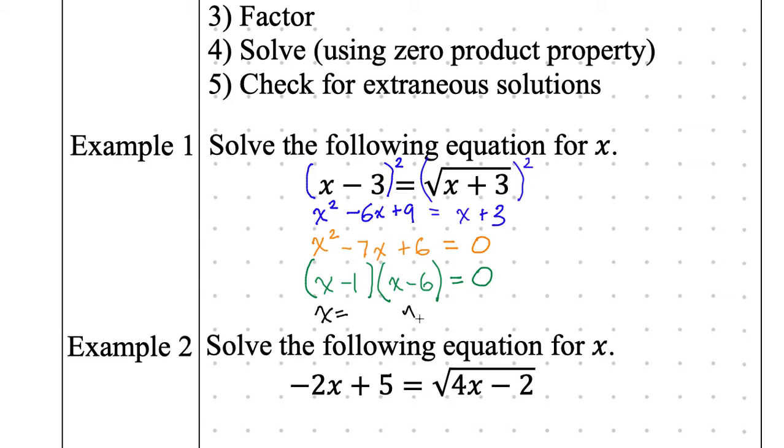X equals 6 and 1. Perfect. All right, so sometimes you will get 2 answers. I won't lie to you. Sometimes you'll get no answers. Sometimes you'll get 1 answer. We need to check to see if any of these are extraneous solutions.